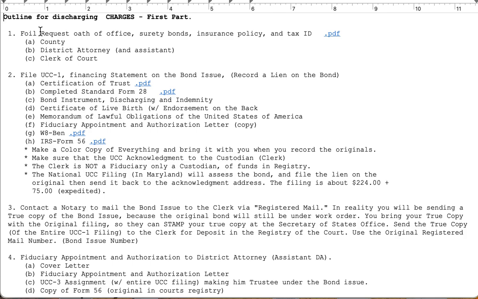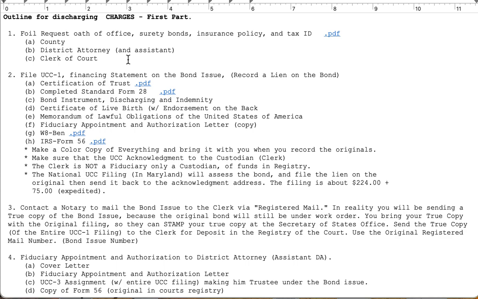So it starts like this. You would start with a FOIA request. So somebody finds themselves in some type of criminal matter that needs to be discharged. You've got to start with a FOIA request. At minimum, these are the parties I am requesting information on: the county itself as an entity, the district attorney and/or assistant district attorney, the prosecutor, whoever's bringing the charges.